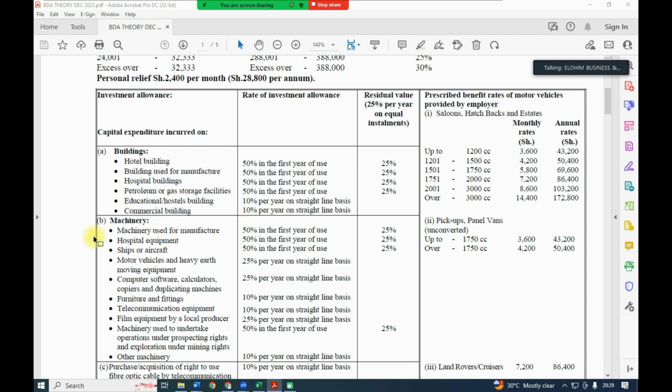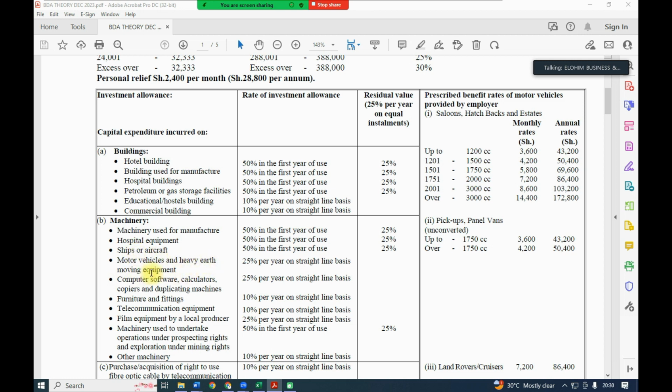For machinery used for manufacture, these are manufacturing machines, 50% in the first year. Hospital equipment, 50%. Ships or aircraft, this one is under the shipping investment deduction, 50% in the first year. And remember, when you talk about the first year of use, the residue will take the balance of 25%. Second and subsequent year, we shall be calculating 25% of the balance, because that's what we're referring to as a residue.